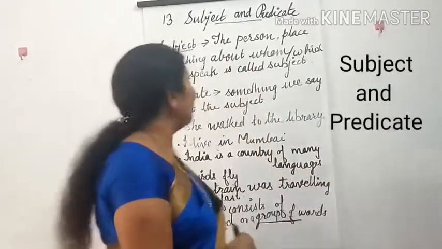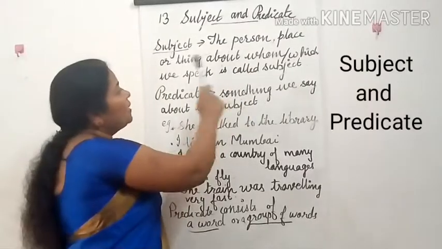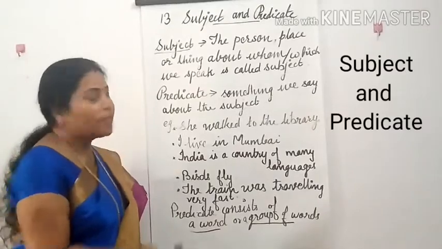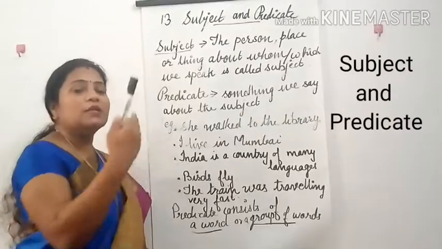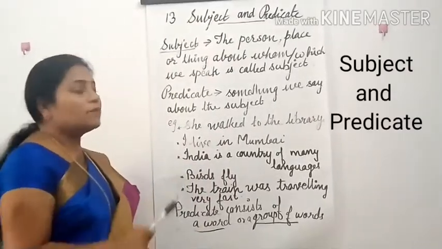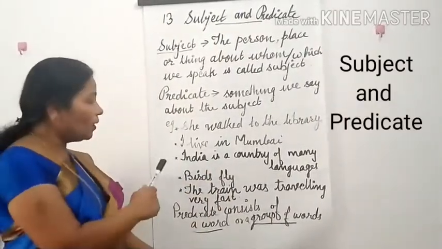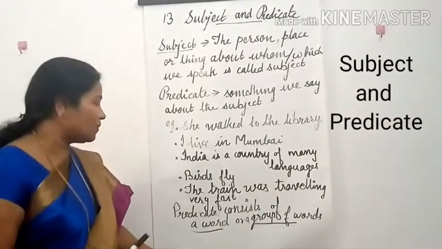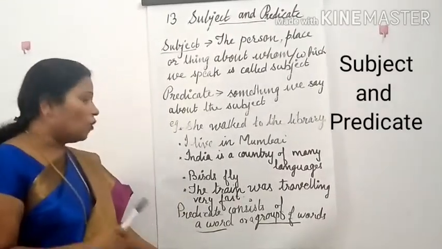Next, let us see here. See, I have defined here subject. The person, place or thing about whom or which we speak is called subject. And predicate, something we say about the subject. നമ്മള് സബ്ജക്റ്റിനെ പറ്റി എന്താണ് പറയുന്നത്, that becomes the predicate. Example: She walked to the library. I live in Mumbai. India is a country of many languages. Birds fly. The train was traveling very fast.